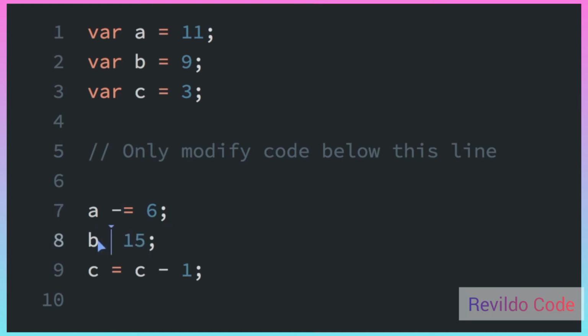Same here, so we can do minus equals 15. C equals c minus 1. We can do c minus equals 1. So it just subtracts the number from the original value and then assigns that new value to the variable.